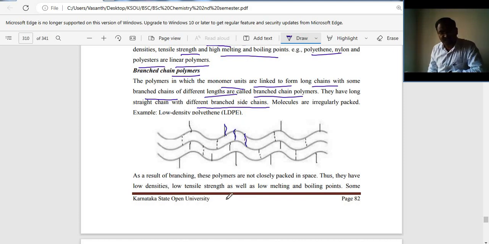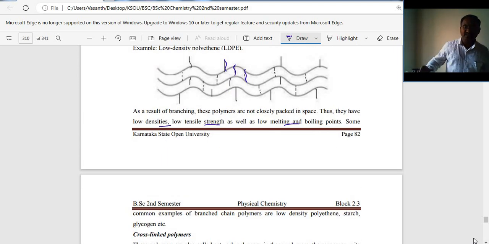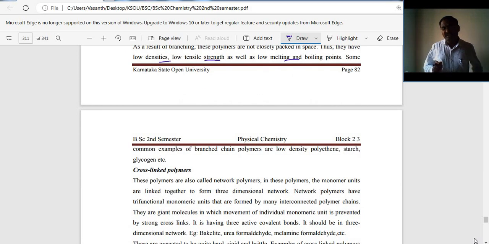As a result of these branches, these polymers are not closely packed in space. Thus, they have low densities, low tensile strength, as well as low melting point and boiling point. What are the examples? Branched chain polymers are low density polythene, starch, glycogen, etc.